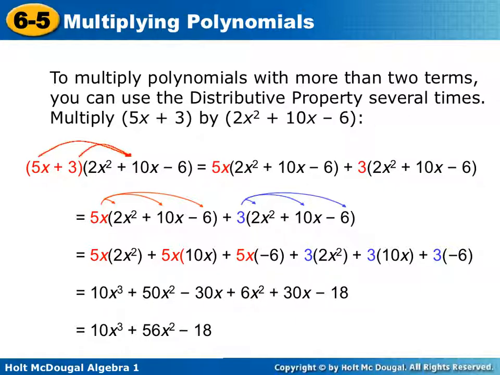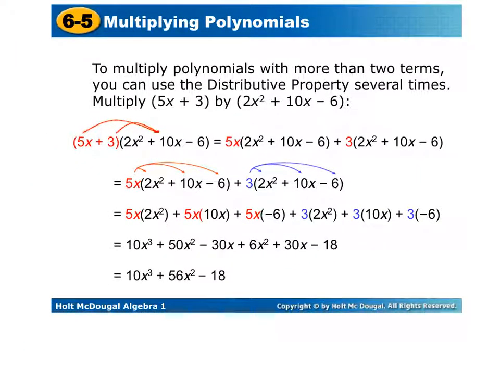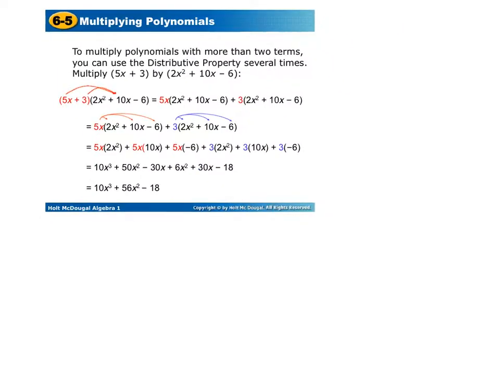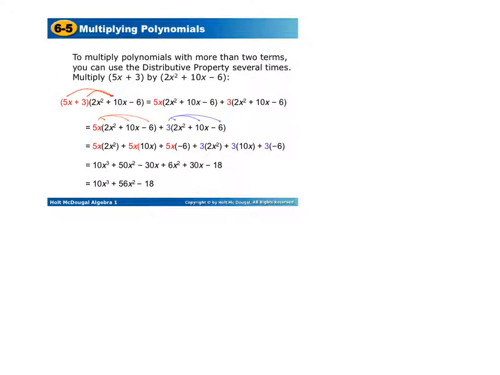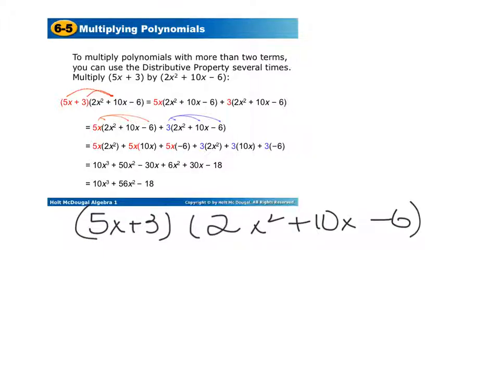Now we're actually going to have a binomial times a trinomial. The acronym FOIL will not work here, so all we're going to do is use the distributive property. So let's try this. It gets kind of long. I have 5x plus 3, and then the trinomial that I'm going to multiply it with is 2x² plus 10x minus 6.